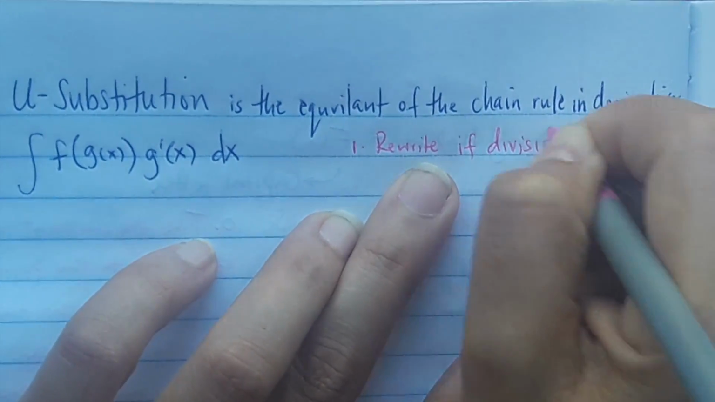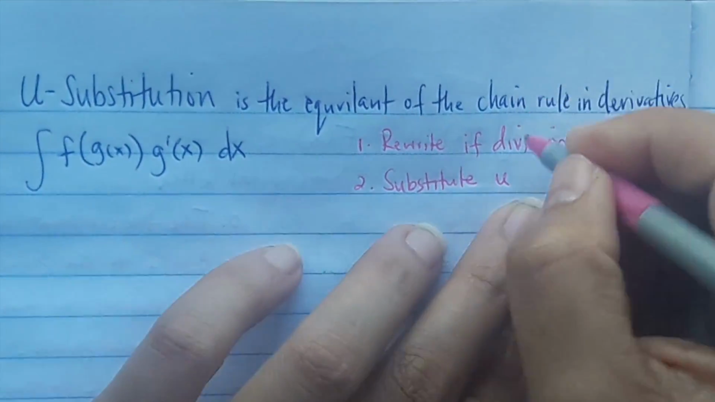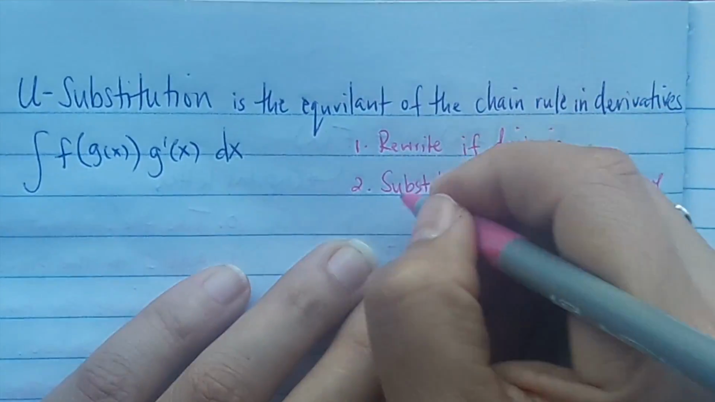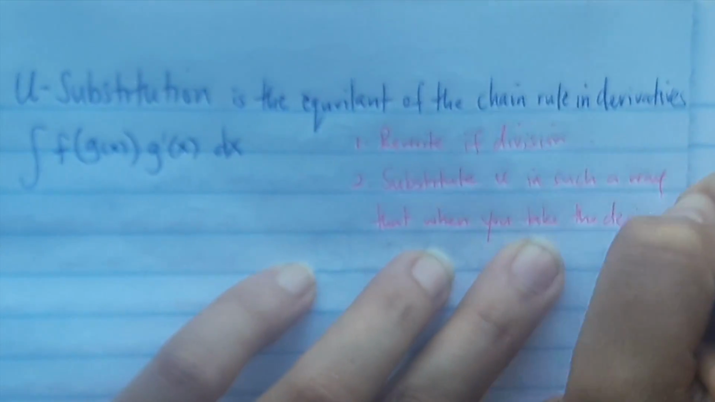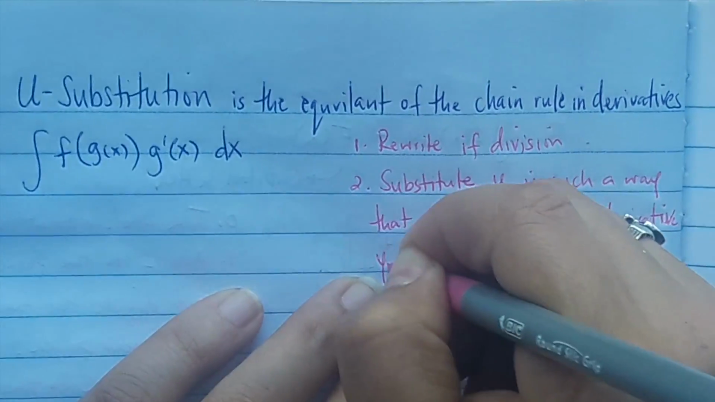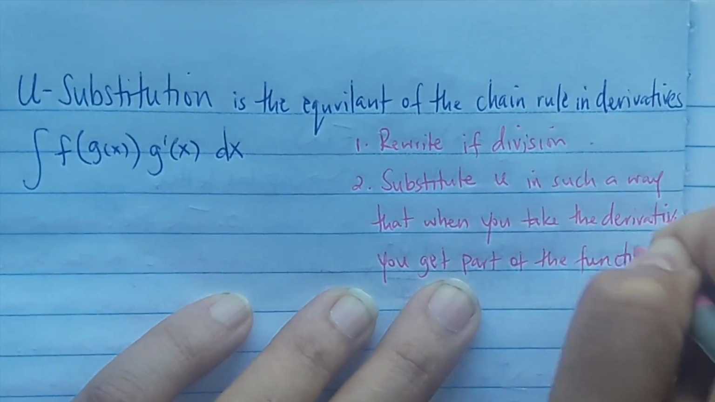Number one, rewrite it if it's division. Number two, substitute u in such a way that when you take the derivative, you get part of the function. That's really important. Substitute u in such a way that when you take the derivative, you get part of the function that's already there. For a listening check, color in part of the function only. Just part of the function.